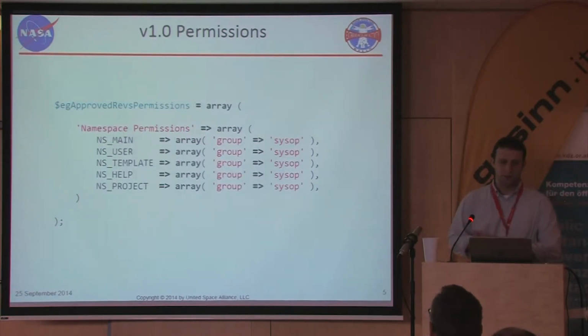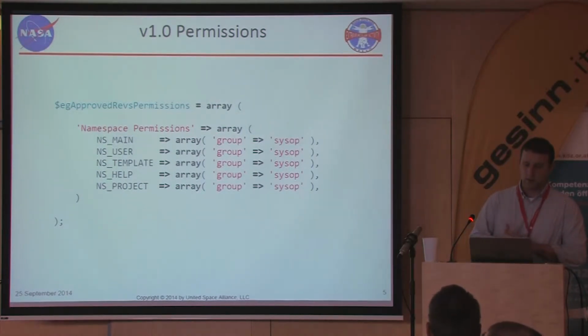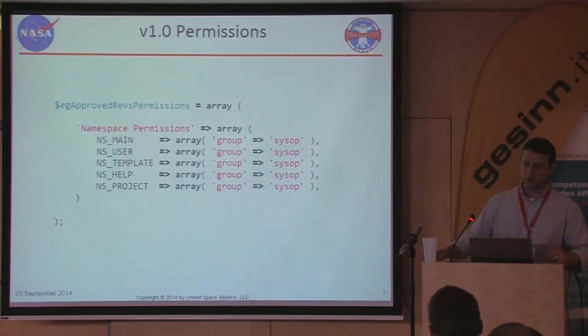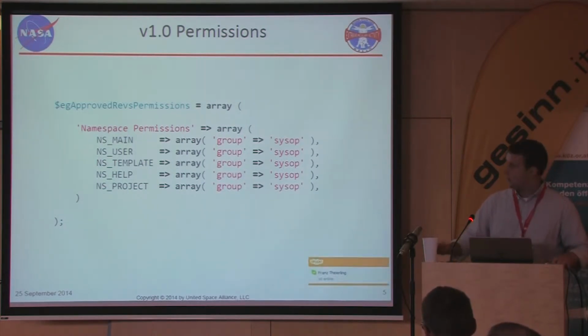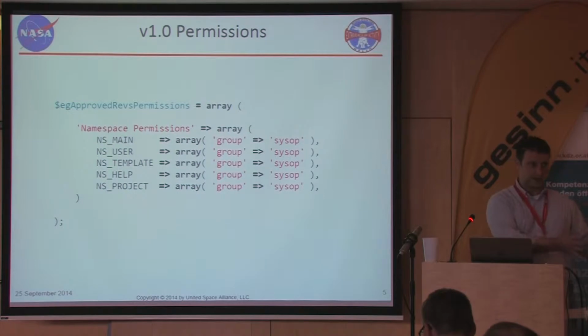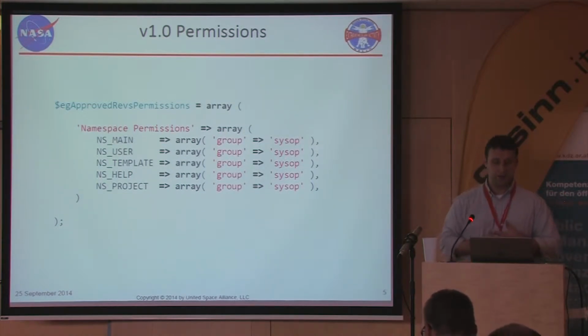So in version 1.0, we've kind of combined those two separate settings into one. Rather than having one thing where you define which namespaces are approvable and another thing where you say who can approve, now we say in the main namespace, group sysop can approve, and user namespace, group sysop can approve, and so on. This is essentially what is the current default for Approved Revs 0.7. Again, those are the 5 namespaces, and they're approvable by the administrators.